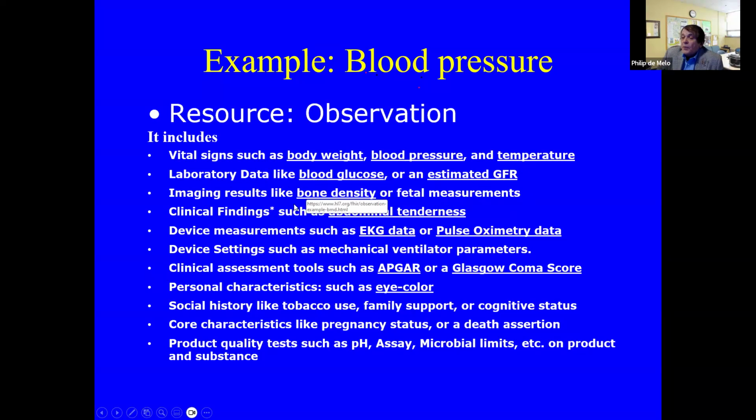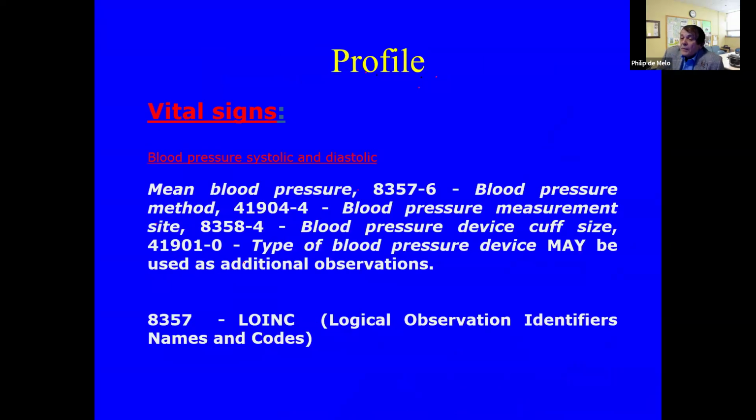And this is quite important, and you can build an API, application programming interface, with this information, what is the resource and what is the profile, and we can get the data. Now, what are the vital signs? Blood pressure, let's say systolic and diastolic, and this is what it is. The profile would give you mean blood pressure, and these are very curious numbers. And these numbers are called LOINC.